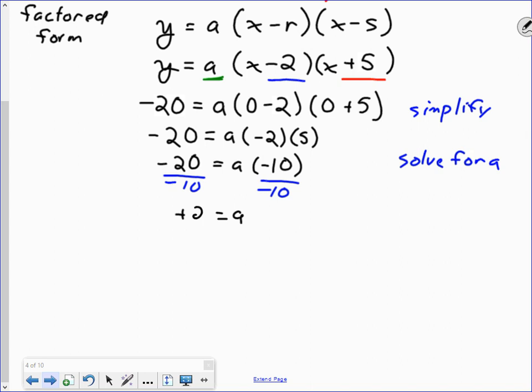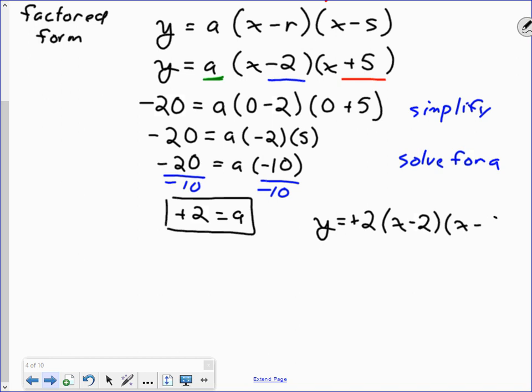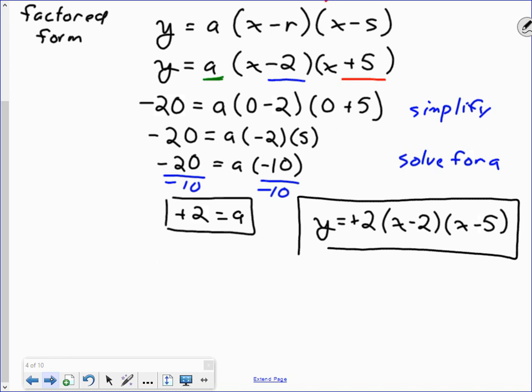A was my last missing piece in the equation of my quadratic, so I'm just going to put in that value of a, and it's going to be negative 2, oh sorry, not negative 2, positive 2. X minus 2, x minus 5. Put a box around it because that is the equation of my quadratic.